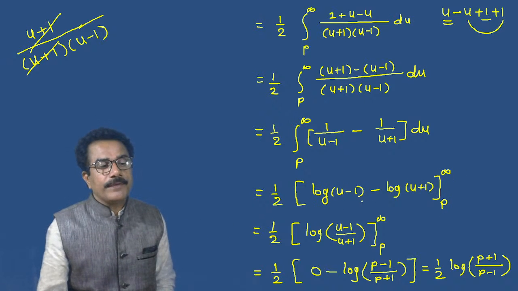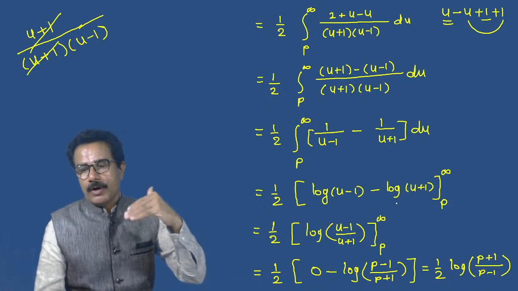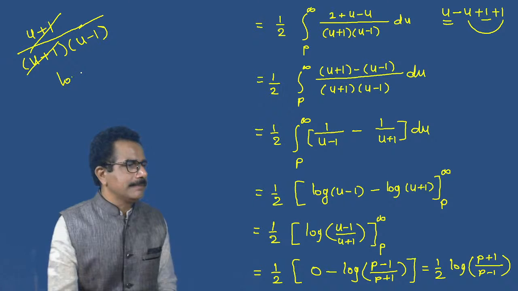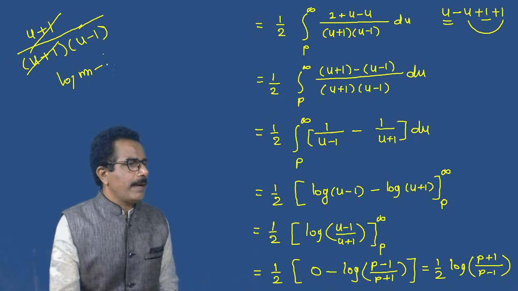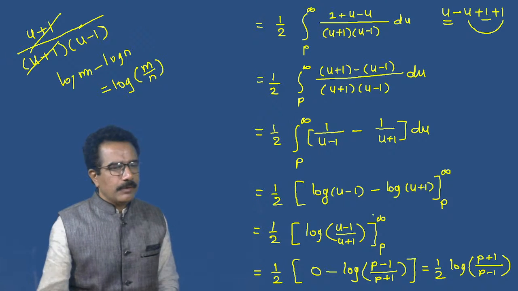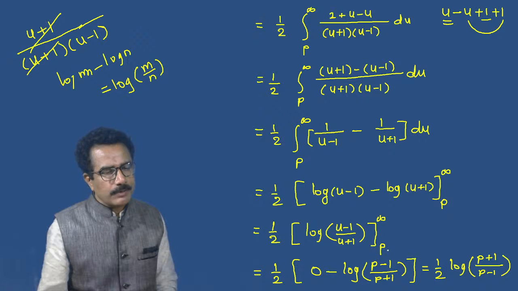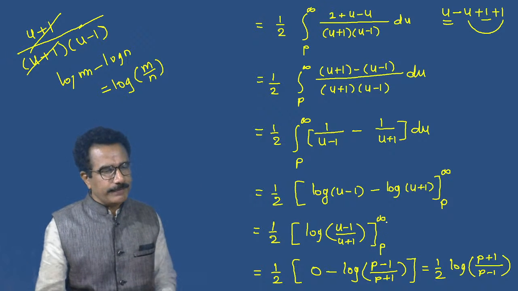So log of m minus log of n, according to the formula for logarithm, that will be written as log of m by n. So log of u minus 1 divided by u plus 1, lower limit is p, upper limit is infinity.